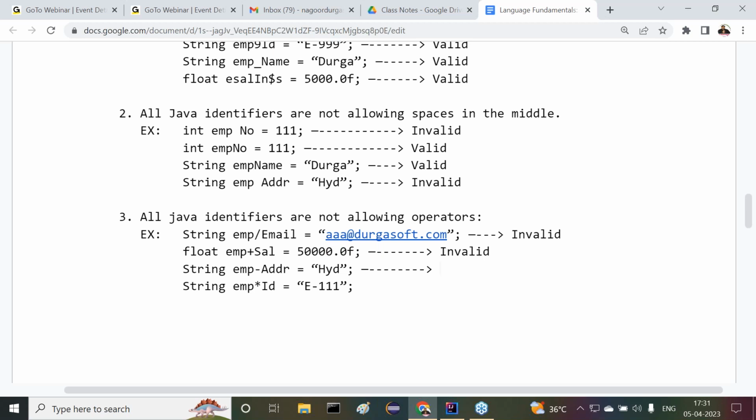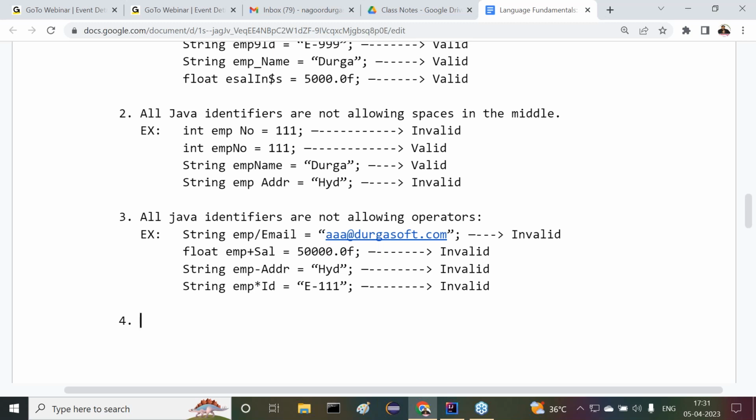Next one: emp minus addr. I have used a minus here. Again, this is invalid. Next one is emp star id. We have used a star here. Star is a multiplication operator, so it should not be used. So here we are getting an invalid case. The point I'm telling you is that all Java identifiers do not allow operators.